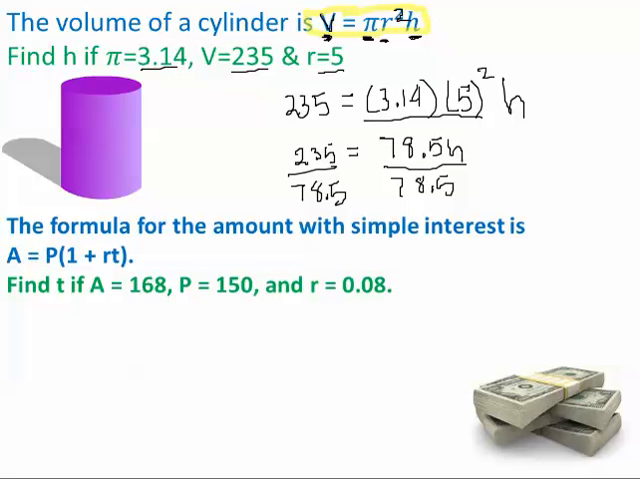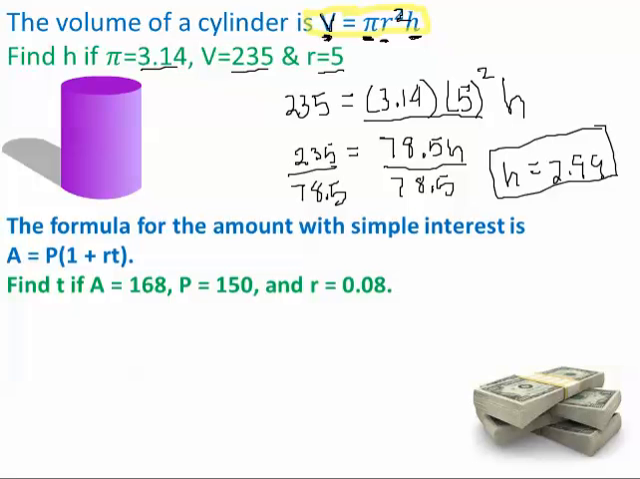So what is 235 divided by 78.5? And I get h is equal to 2.99, so just about a height of 3, depending on how they wanted me to round it.